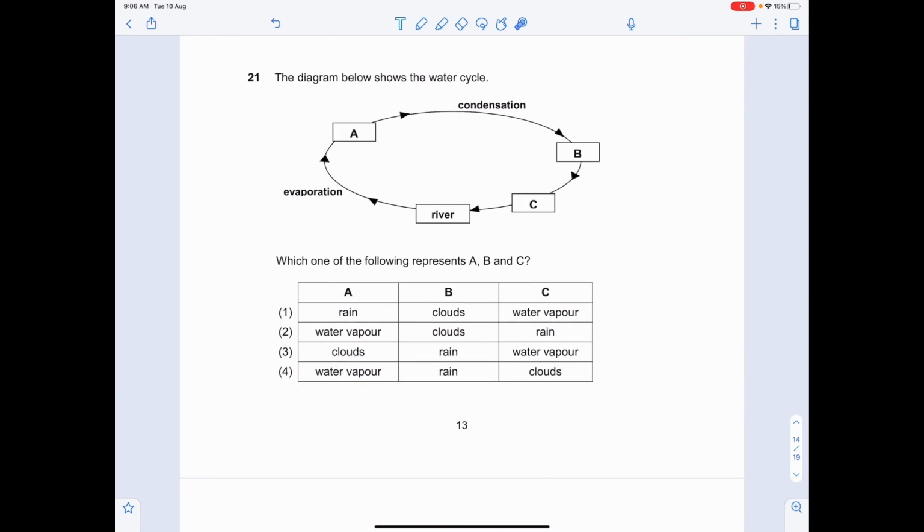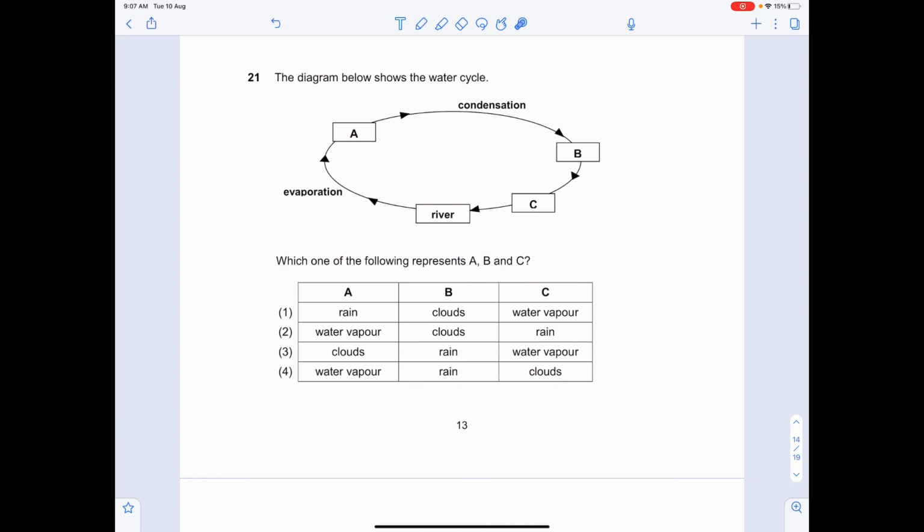The diagram below shows a water cycle. Which of the following represents A, B, and C? For this type of question, it's good to run through and try to justify the various processes or the various elements of the cycle. So let's start off somewhere that we definitely know. I always like to start off with somewhere that I'm very confident, usually right before a process or right after. You can choose either condensation or evaporation. I'm going with evaporation simply because A follows after that.